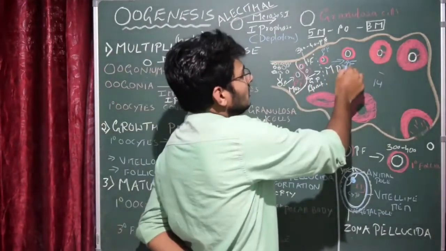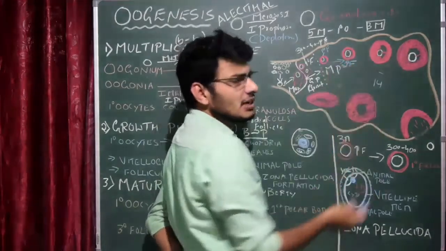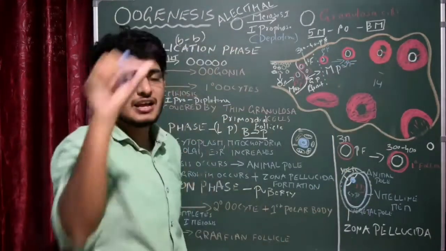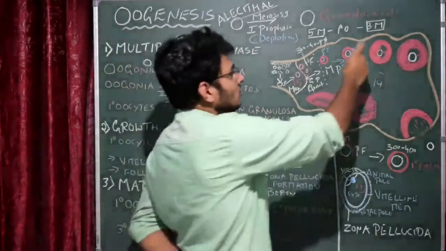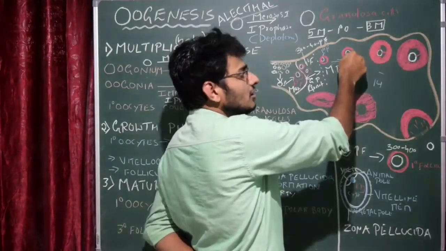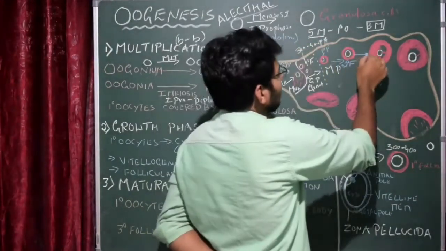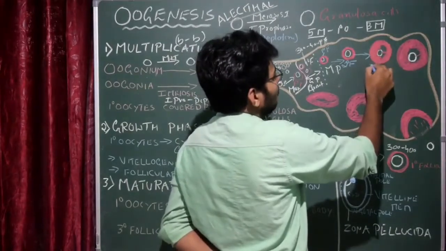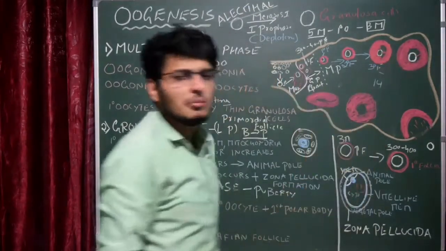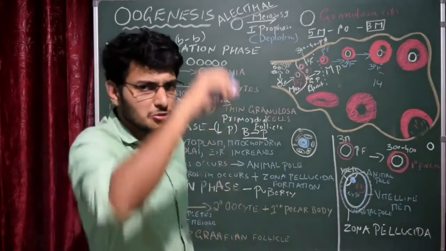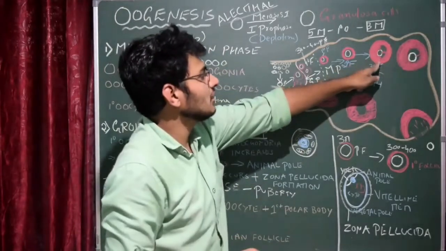Here the secondary follicle formation takes place. What is a secondary follicle? Again, a thick layer of granulosa cells forms, and that is called the secondary follicle. But still the primary oocyte is there. Again, this changes to the tertiary follicle. More granulosa cells form, it becomes very thick and becomes the tertiary follicle.